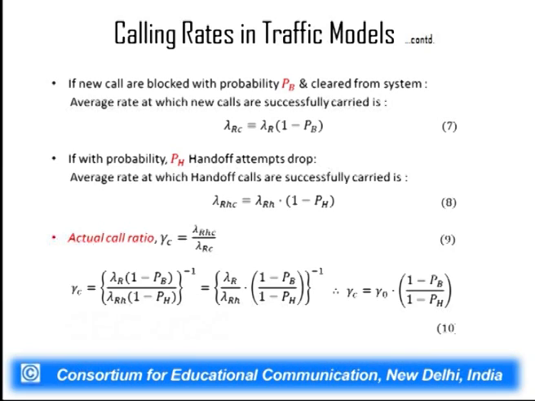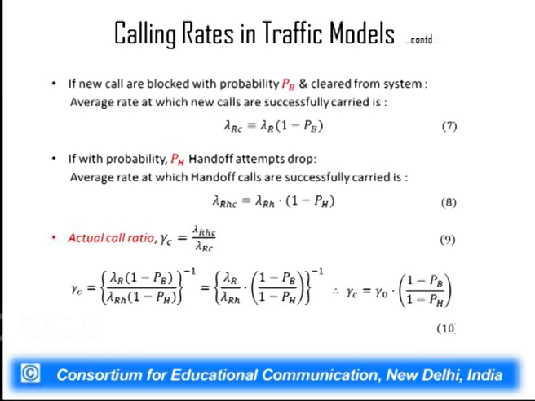the average rate at which new calls are successfully carried on, the successful rate of passing over these new calls, that these new calls came, got connected and their services were totally continued. So what is the rate associated with it? This is given by equation 7. Lambda RC will be lambda R multiplied by 1 minus PB, and PB is the blocking probability. Similarly, if we have a handoff dropping probability as PH, then the associated average rate at which the handoff calls are successfully carried is given by equation 8.